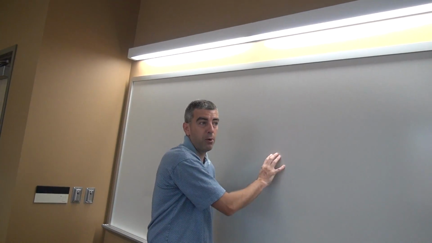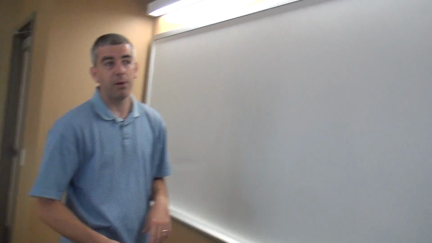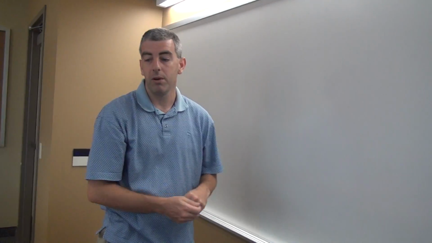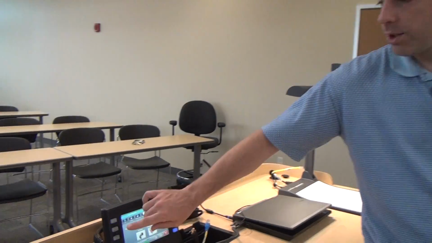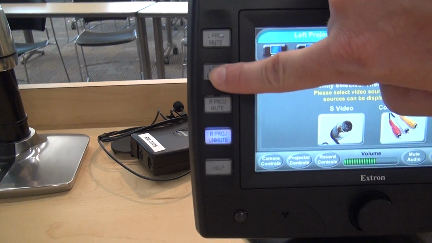Now I can use the whiteboard, and I still have something up on the right-hand screen, so I still have my PC there, and I can write on the whiteboard. And when I'm ready to go back to my normal dual projector mode, I can just come back and hit the left projector unmute. That will unmute the video, bring the screen back down, and then we're back into our regular mode. Obviously, the right projector mute and unmute do the same thing, just with the right projector.